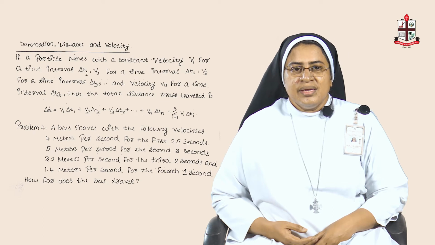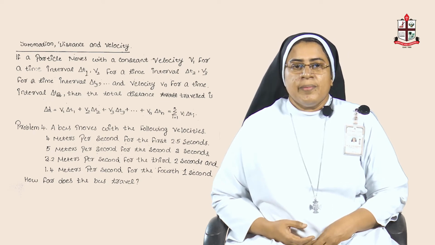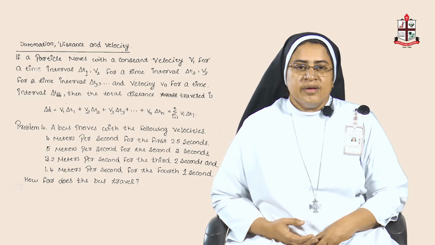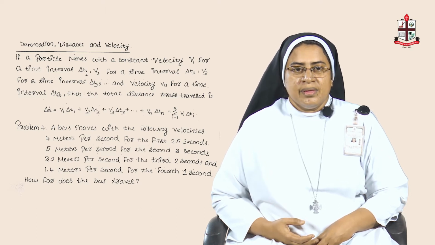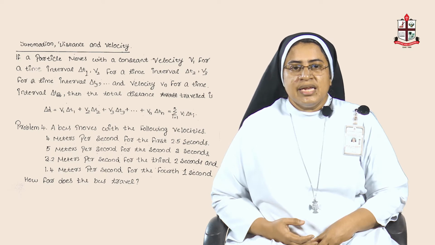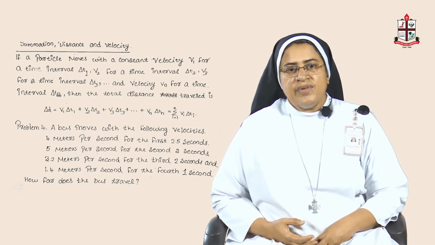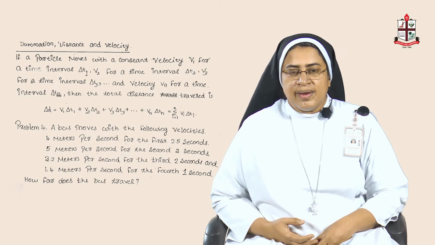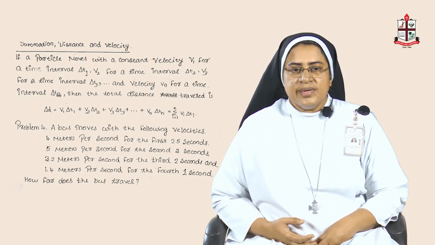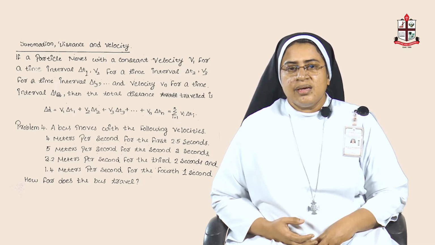Dear friends, in this class we are seeing how summation can be used to find distance and velocity. First we see a formula: if a particle moves with a constant velocity v1 for a time interval delta t1, and v2 for the next time interval delta t2, then v3 for the next time interval delta t3, and at last velocity vn for a time interval delta t suffix n.